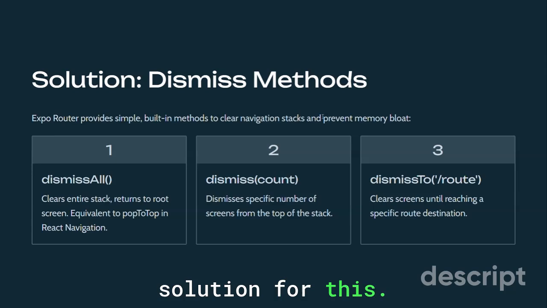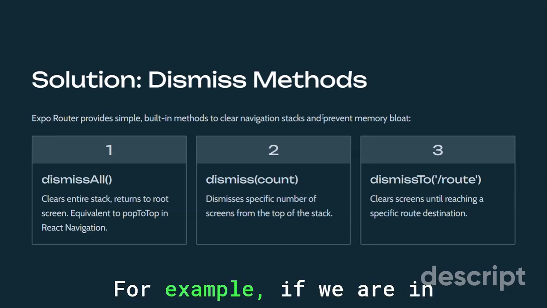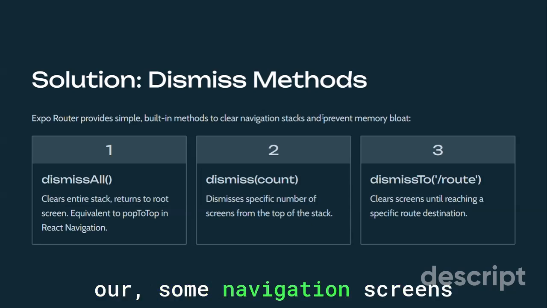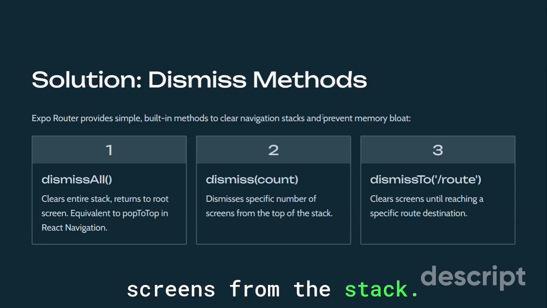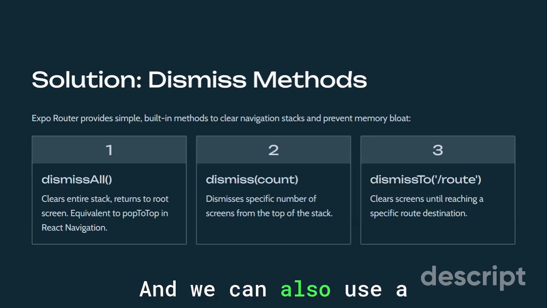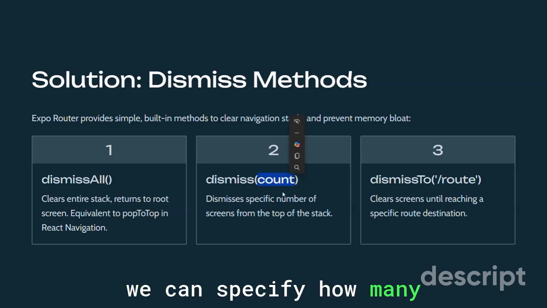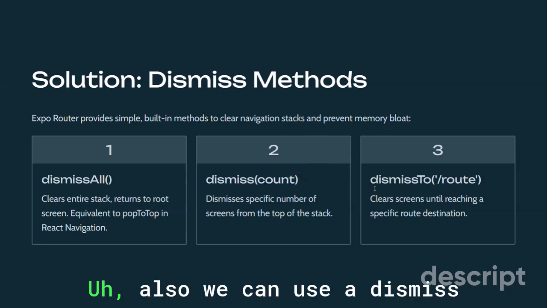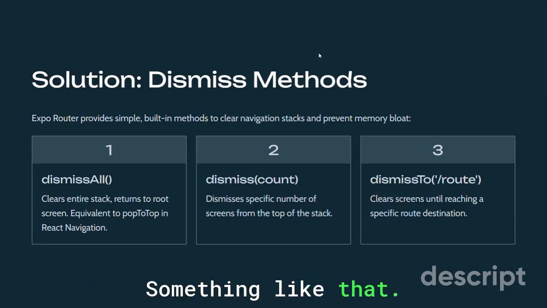So there are some solutions for this. We can use Expo dismiss methods for clearing out the stack. For example, if we are in some navigation screens, and when we come back to the home page or dashboard page, we need to clear out all other screens from the stack. We can use dismissAll to clear out all the screens in the stack, and we can also use dismiss with a count. In that, we can specify how many screens we need to dismiss. Also we can use dismissTo, where we dismiss the screens until that route.